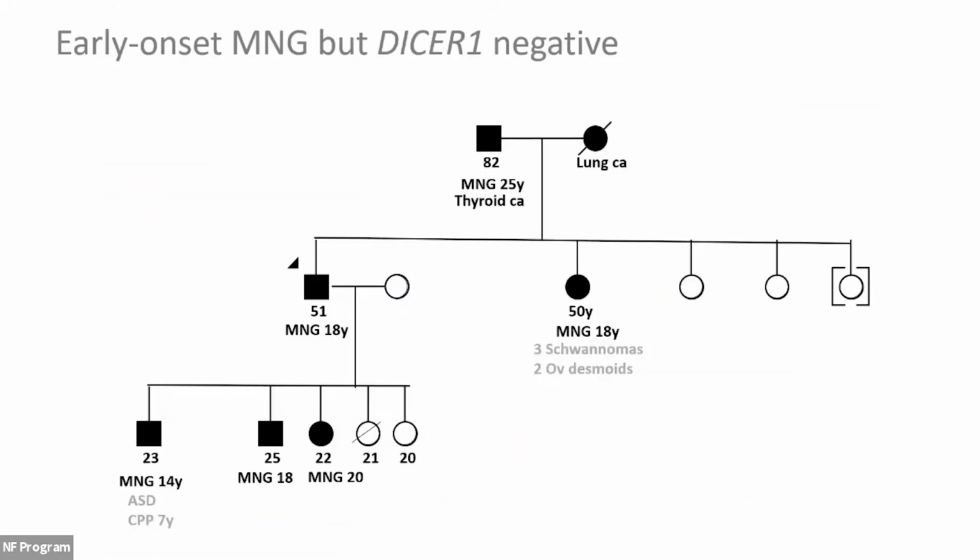Why am I telling you all this? Well, when I started my postdoc, I was trying to look for the reason for FMNG families that were not explained by Dicer mutations, like this one. This was a 3-generation family affected by multinodular goiter. And then there was this woman here with 3 schwannomas and 2 variant desmoids, and I thought that this was just a red herring. What I was interested in was the MNG. And then there was this kid here diagnosed with a choroid plexus papilloma and a disorder in the spectrum of autism. Again, my goal was to uncover the gene, the cause for this familial MNG.